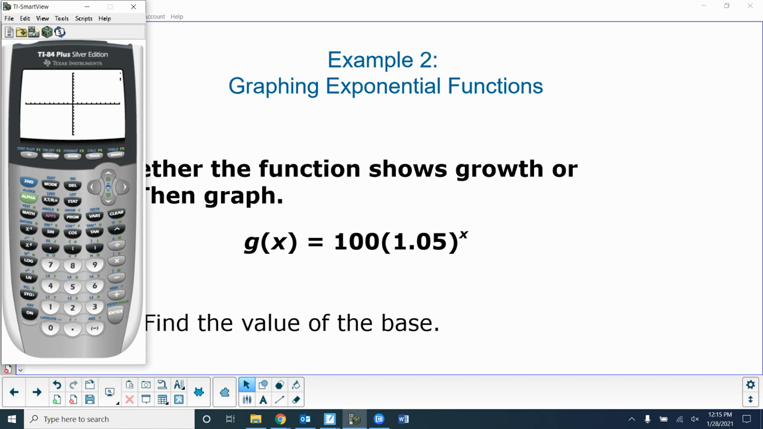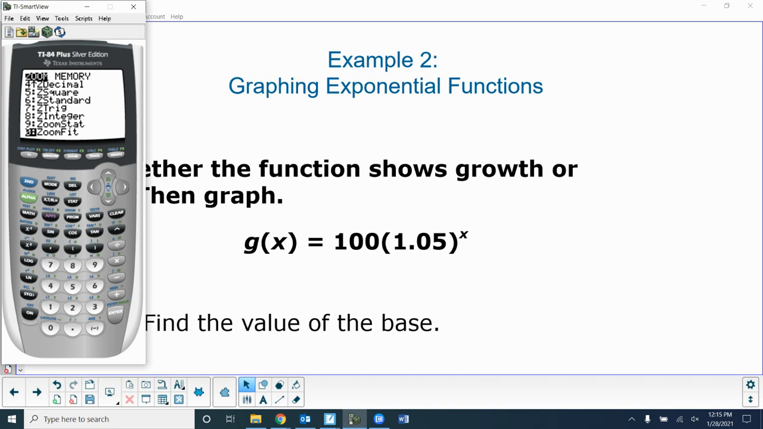Now, this one, when I put it in my calculator and I graph it, I can't see it. Okay? If I put 0 in for x, what's 1.05 to the 0 power? 1. What's 100 times 1? 100. This only goes up to 10, right? So here's what you can do to see it. There's a different zoom button, all right? Hit zoom 0. That means fit.